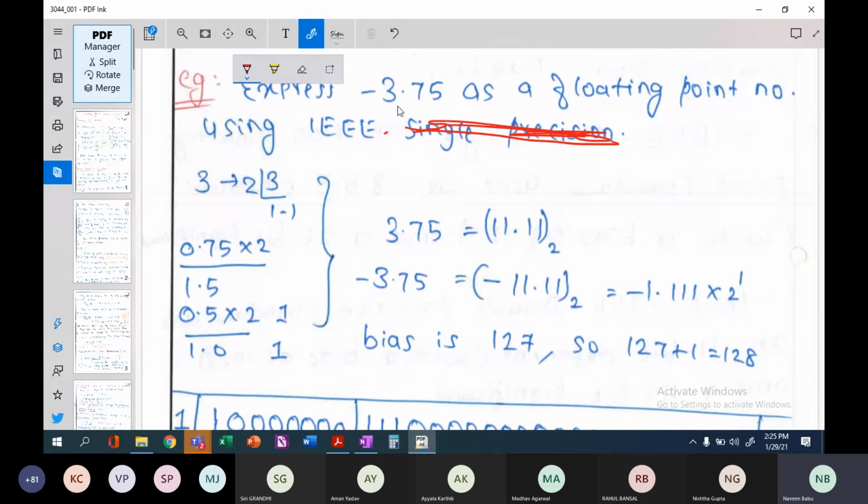First, let us convert this into binary. This is a decimal value here, and this decimal needs to be converted into binary. That is the first step. So 3 is 011, that is the integer part, and for 0.75, you keep on multiplying it by 2. It is 1.5, so the base is 1. Again multiply, and the base is 1.